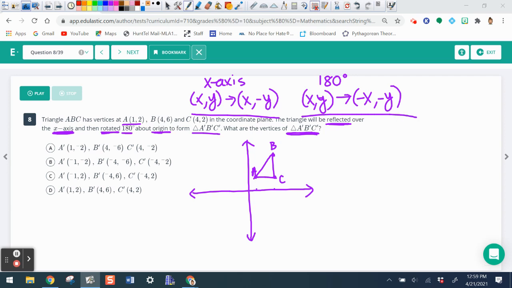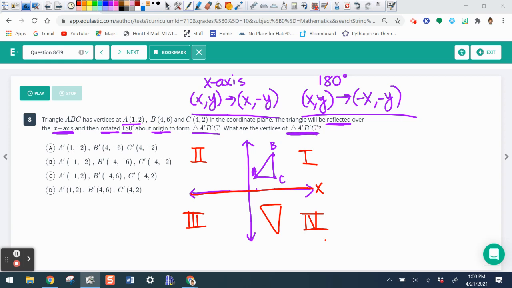So if it's reflected across the x-axis, which is this line right here, then it's going to end up in this quadrant right here, which is the fourth quadrant. If you didn't know it, this is the first quadrant, this is the second quadrant, this is the third quadrant, and this, of course, is the fourth.